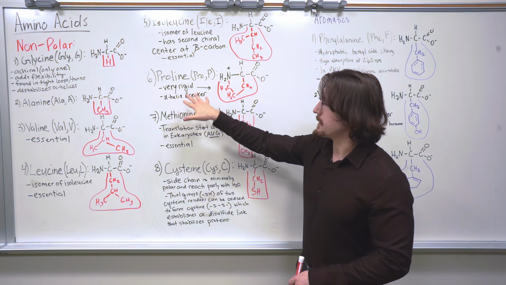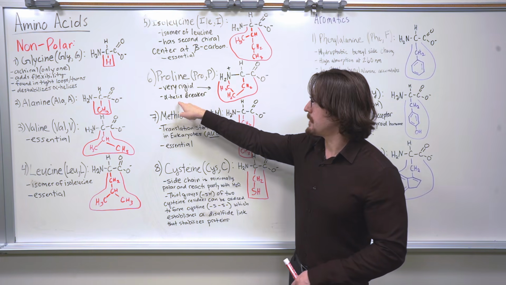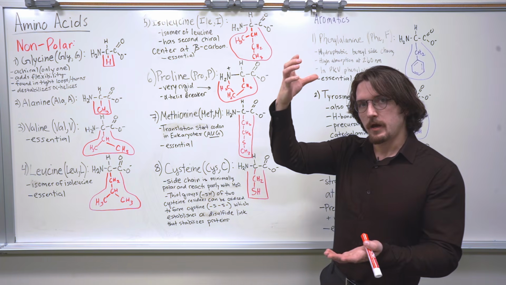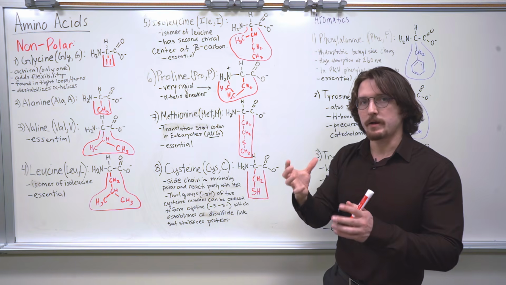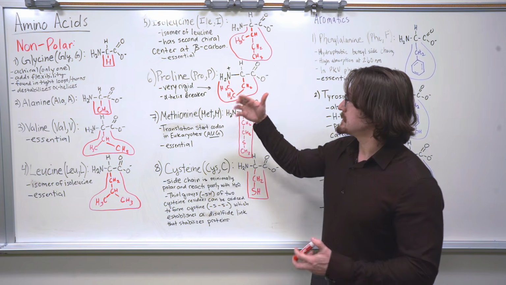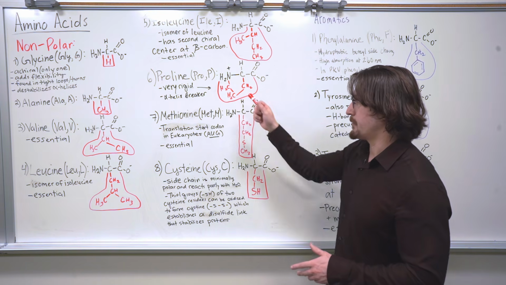Because it's very rigid, it can't be found just anywhere, and it certainly can't be found in these alpha helixes, okay? In fact, proline, if it was to be incorporated into the inner structure of an alpha helix, would destroy the helix. It would not be able to produce that helix if it was there, all right? And so that does significantly dictate the folding and the overall structure of a protein when proline is present, all right?